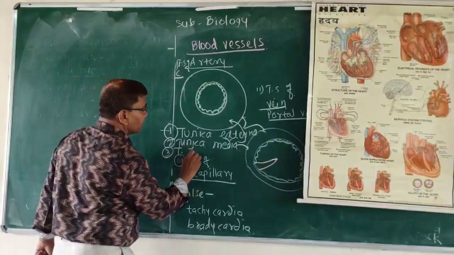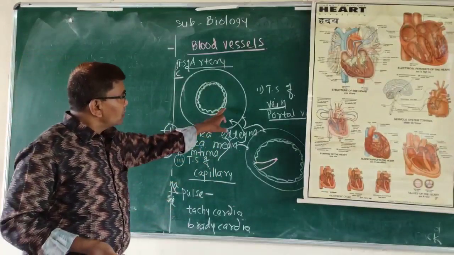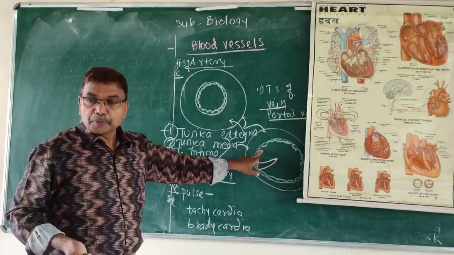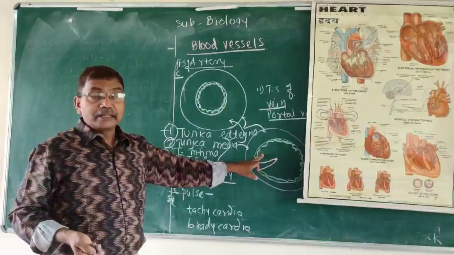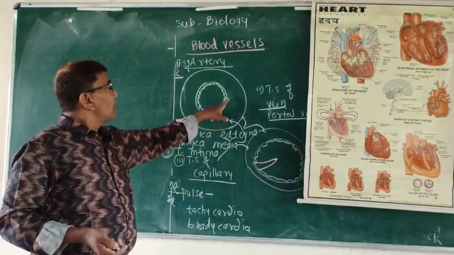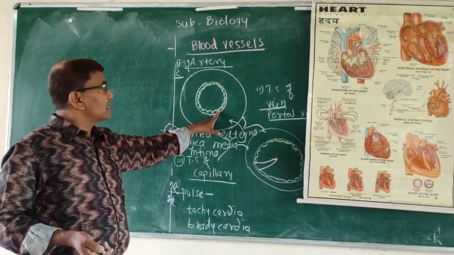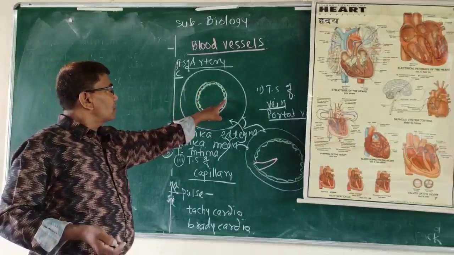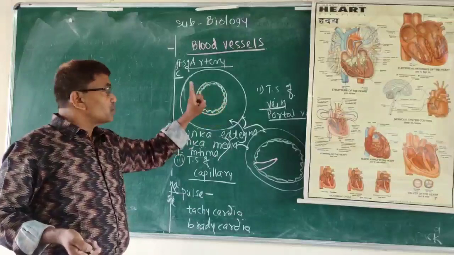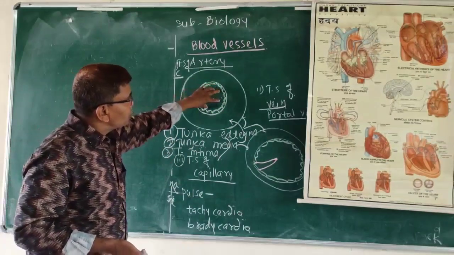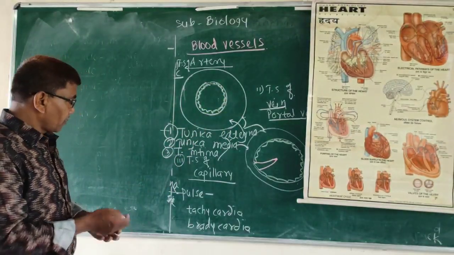And third, the tunica intima or tunica interna, which is the innermost layer, formed from endothelial cells. Those are flat squamous epithelial cells, and in the corners this type of structure is present called tessellations. These are the tessellations, and at the center the lumen is present. That is, the cavity through which blood is flowing.